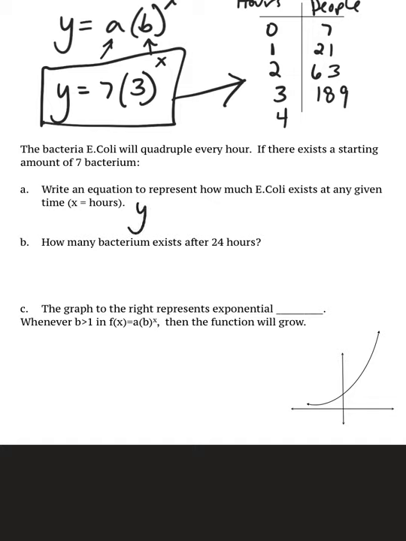Again, remember that Y equals A times B raised to the power of X. A is the starting population. In this case, that's 7. B is the multiplier. Quadruple means 4. Raised to the power of X. X represents hours. So every time X goes up by 1, 2, 3, every time it does, it will grow by 4 times. How many bacterium exist after 24 hours?